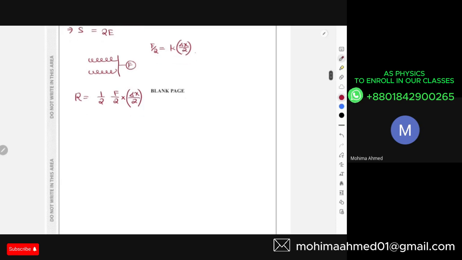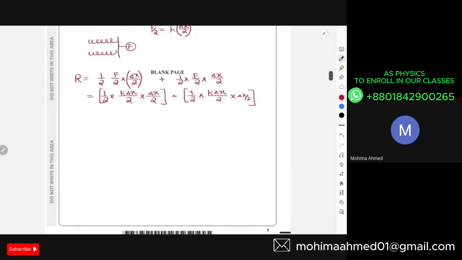After this, I will break down this F in terms of K delta X. So we again have half. Instead of F, I'll write K delta X divided by 2 multiplied with delta X divided by 2. And this entire thing will get repeated for the other spring, which is also connected in the parallel combination. So we have half, F over 2, then delta X over 2. And from there also I have half, K delta X over 2 and delta X over 2.